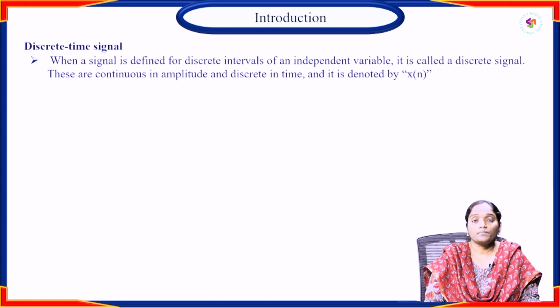Earlier, a continuous time signal was represented with x of t, where t represents the independent variable time, which varies continuously with respect to time. But here it is continuous in nature in amplitude but discrete in the time sequence. So we are representing the signal as x of n.